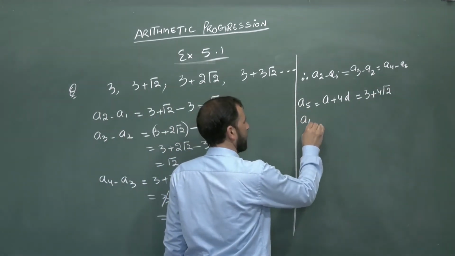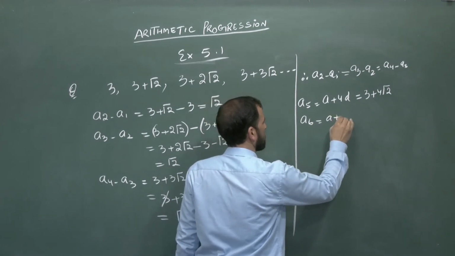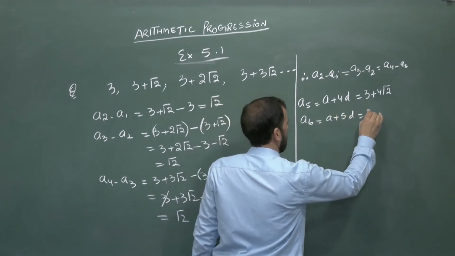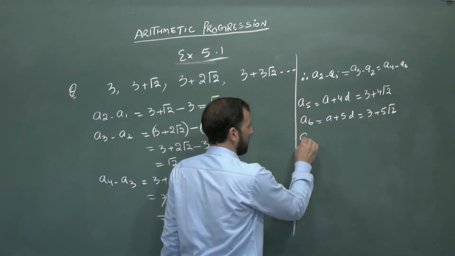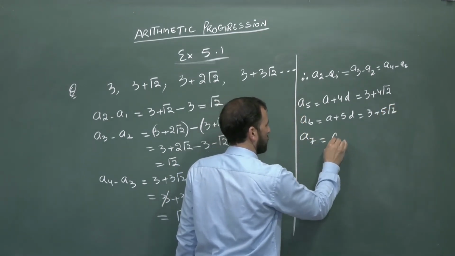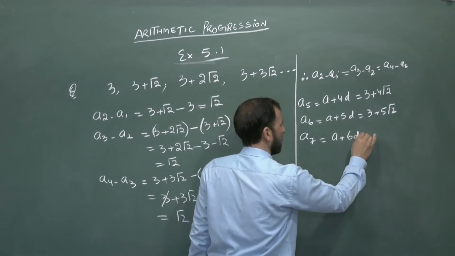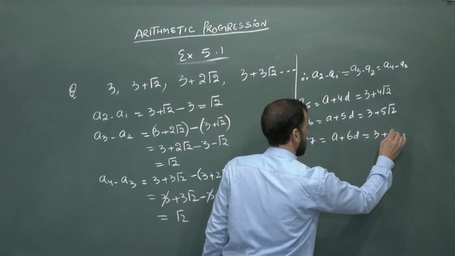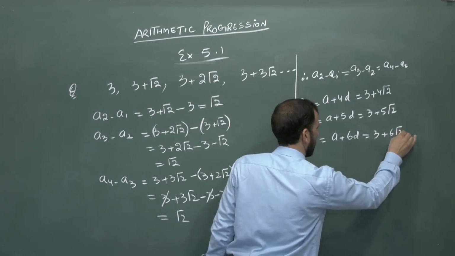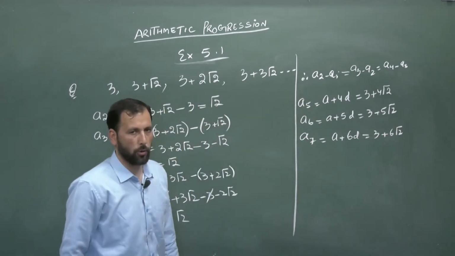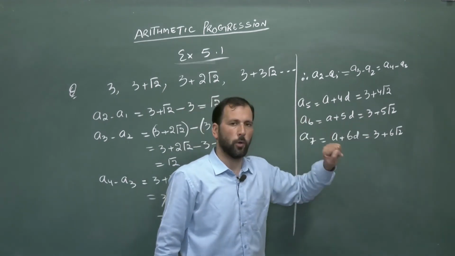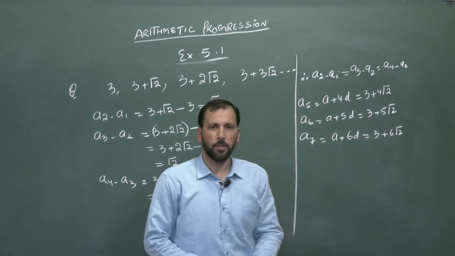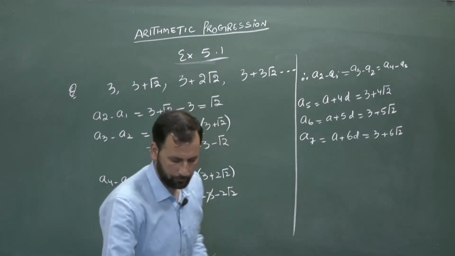So the fifth term is 3 plus 4 square root 2. Similarly, a6 is equal to a plus 5d, which is 3 plus 5 square root of 2. Then a7 is equal to a plus 6d, that equals 3 plus 6 square root of 2. So the next 3 more terms are 3 plus 4 square root 2, 3 plus 5 square root 2, and 3 plus 6 square root of 2.